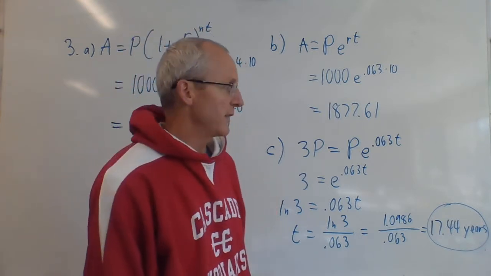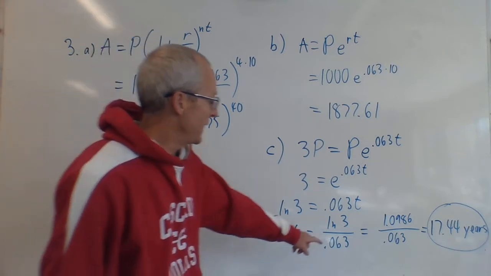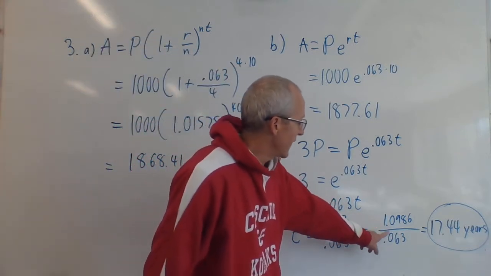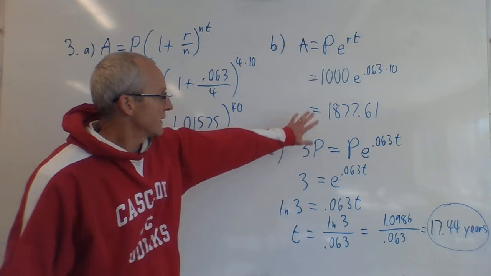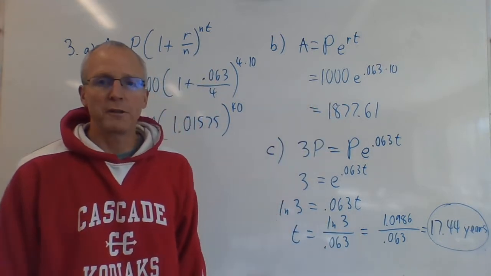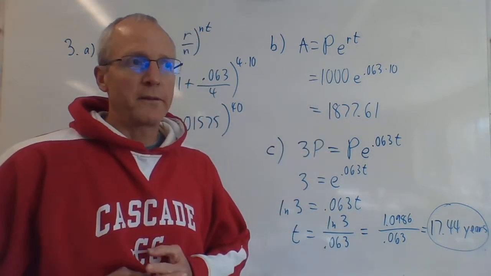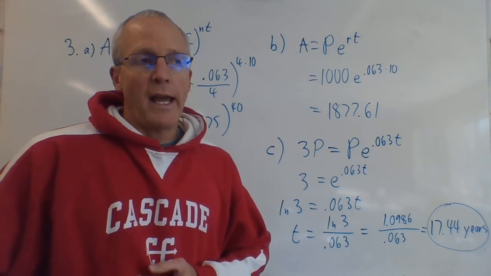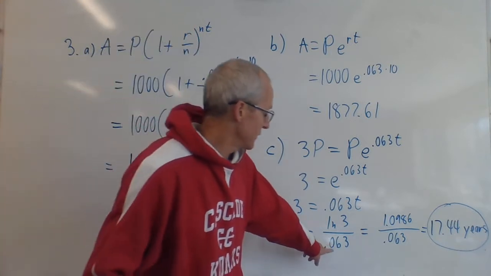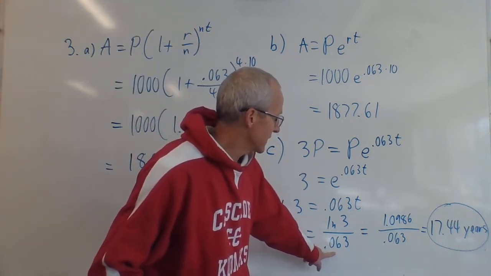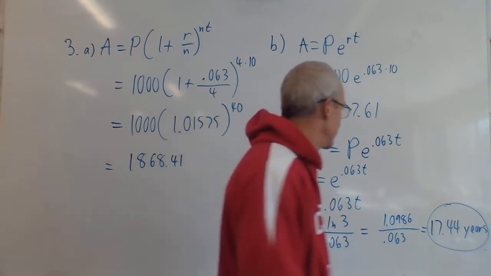Pretty good. Now, if you have a higher interest rate, it's better. So basically, it's the ln of 3 divided by your interest rate. No matter what the formula is, if you want to triple your money, it's always the ln of 3 divided by your interest rate. And if you don't like decimals here, change that to a percent. You just multiply this by 100.